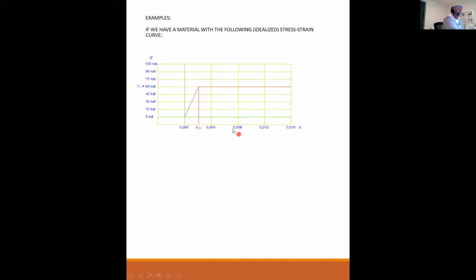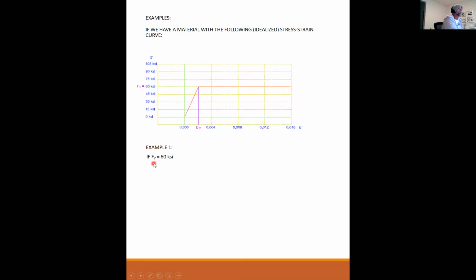So if we have a material with the following idealized stress strain curve, what does idealized mean? This is just a simple form of the steel that I showed you before. We smoothed out the edges and got rid of the strain hardening region for simplicity. This is something we will use in design day in and day out, where you have an elastic range and a plastic range. So if this is your given stress strain diagram, then we can answer some questions.